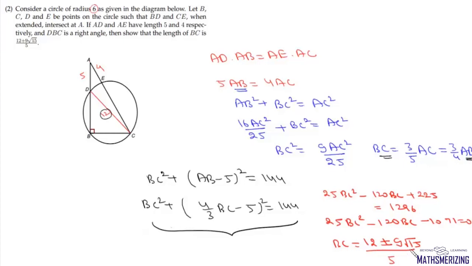Now 9 root 15, this value is greater than 12. Length of the side cannot be negative, so we'll choose the plus sign, and that's your answer to question number 2.